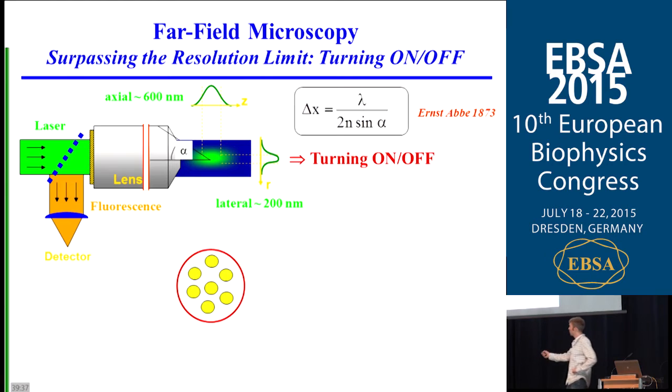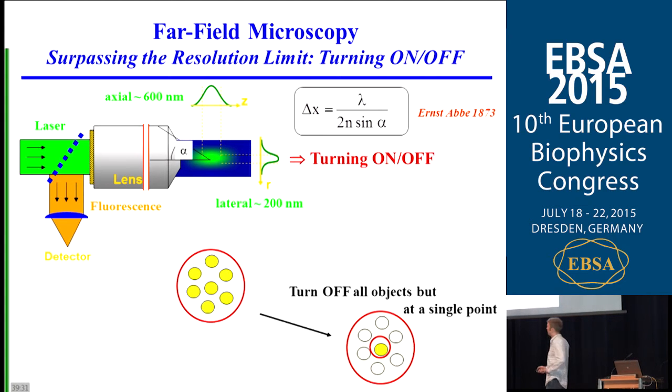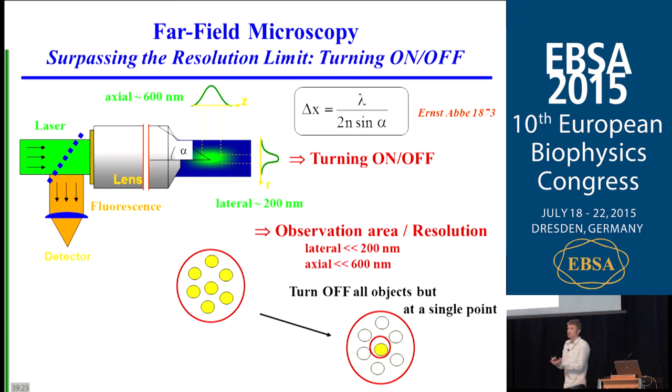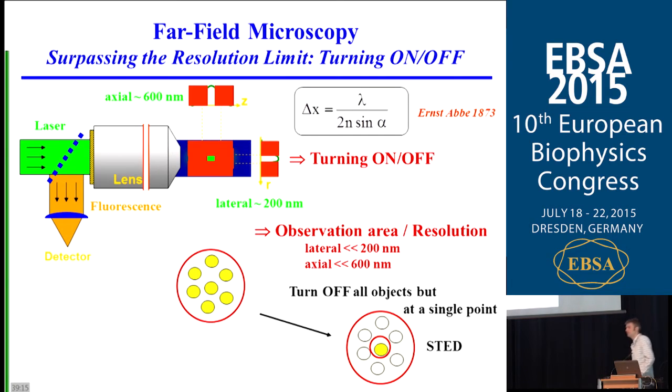So imagine we would have this 200 nanometer spot and we have all these objects inside there that we want to distinguish. Imagine we would find a mechanism where we switch off or inhibit the fluorescence everywhere but at a single spot. Then we would end up with an observation area and thereby a spatial resolution that is much smaller than these 200 nanometers. Now this is the principle of STED, and what we have to do is really find a mechanism and a way to inhibit the fluorescence in the outer part of our focal spot.